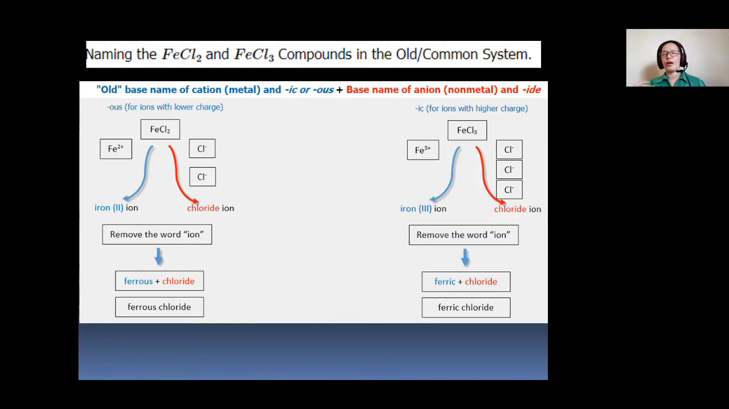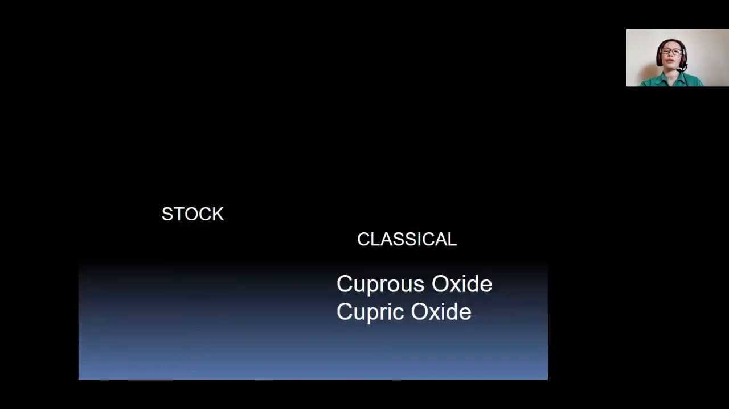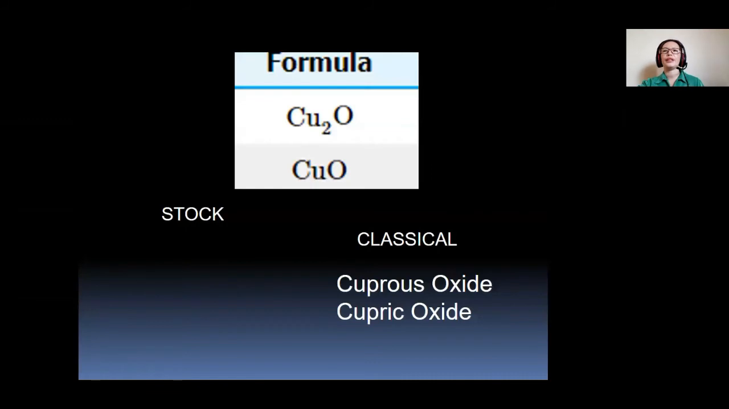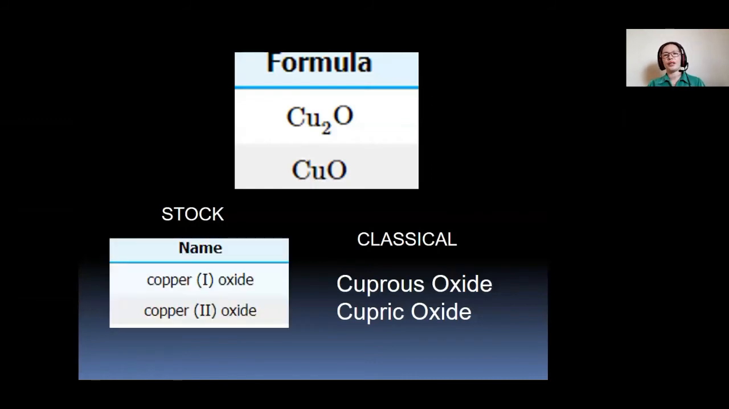So, if you are to make use of stock, again, it's Roman numeral in the parentheses. If it is old, you are going to make use of the OUS IC ending. OUS for lower, and IC for higher. Okay? So say for example, this one, if you have copper and oxygen. So for the formula formed from the elements copper and oxygen, we will have Cu2O and CuO.